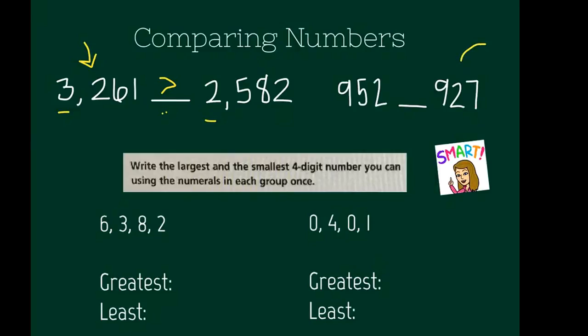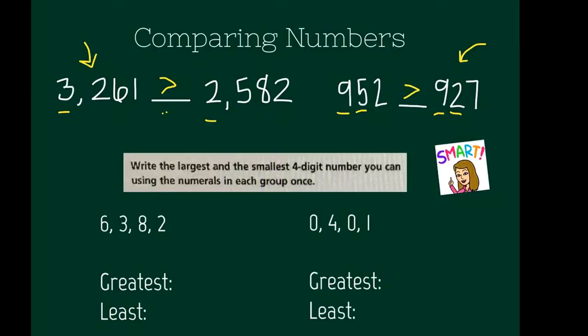The second example now just has numbers that are in the hundreds. So 952 is being compared to 927. Well, due to the fact that they're both 900, I have to look to the next greatest place value, which is the tens place. And then I have 50 here versus 20. Well, 50 is greater, so 952 is greater than 927.